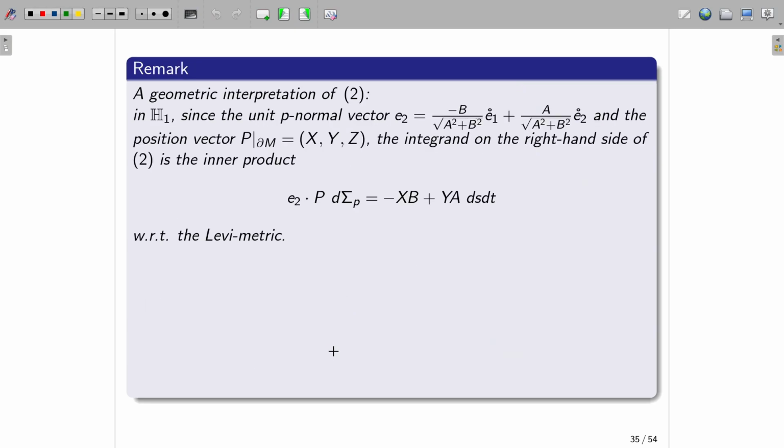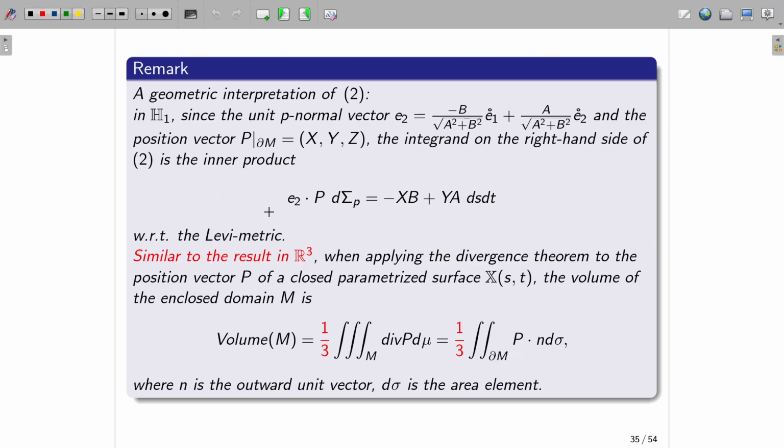As the next result, similar to the result in R3, when we apply the divergence theorem to the position vector P of a closed parametrized surface, the volume of the enclosed domain here in R3 is equal to 1/3 of the triple integral. That's the result comparing with the R3 case.